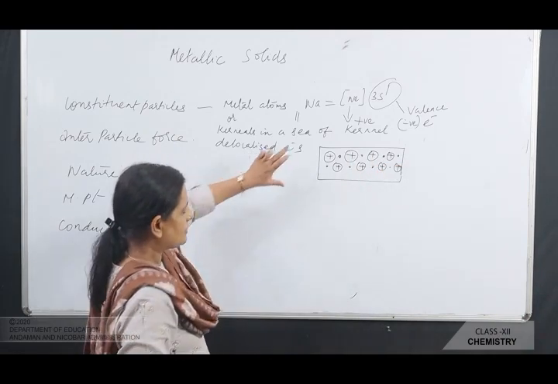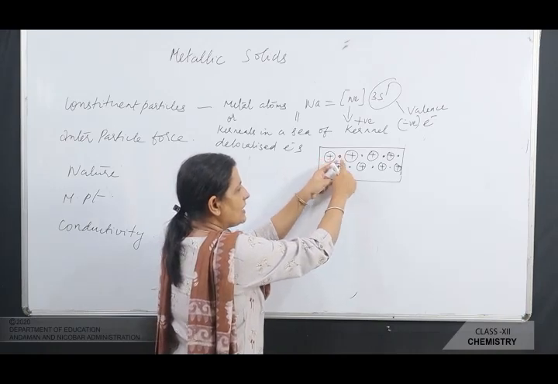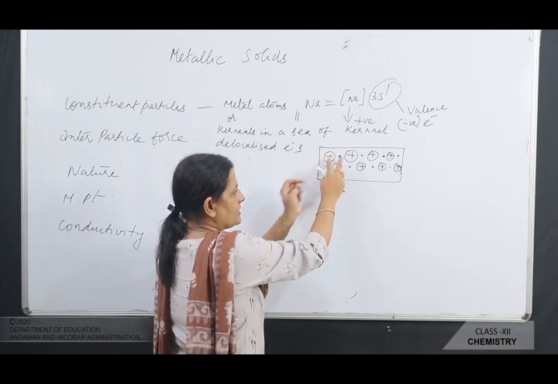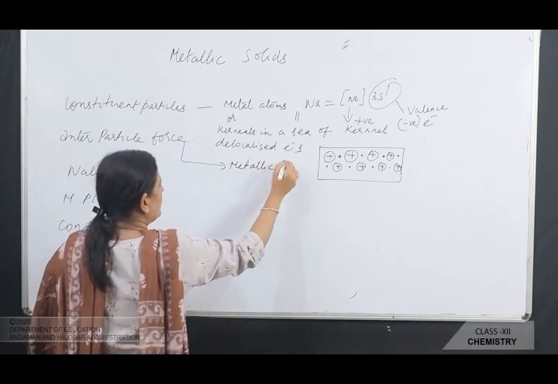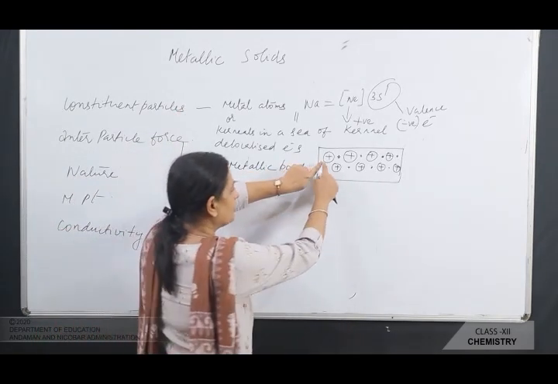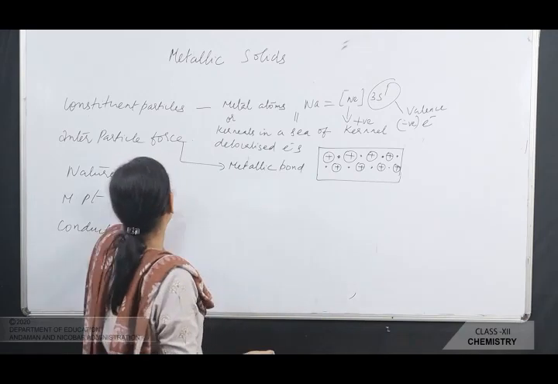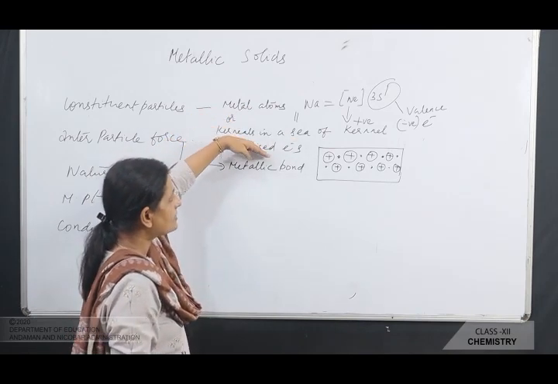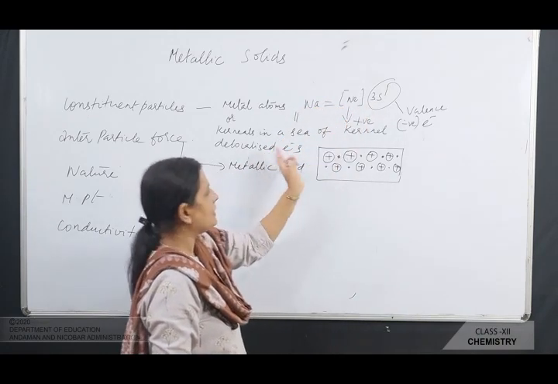Got it? So what happens? In the case of metallic solids also, it's an interaction between positive charge and negative charge. That is, the kernel has positive charge and the electrons have negative charge. And that interaction is known as the metallic bond. So the interparticle force in metallic solids is the metallic bond. It's the interaction between the kernel and the mobile electrons. So the constituent particle is the metal atom, which is nothing but the kernels in a sea of delocalized electrons. Kernel means the inner electrons along with the nucleus, and the valence electrons are the delocalized electrons.